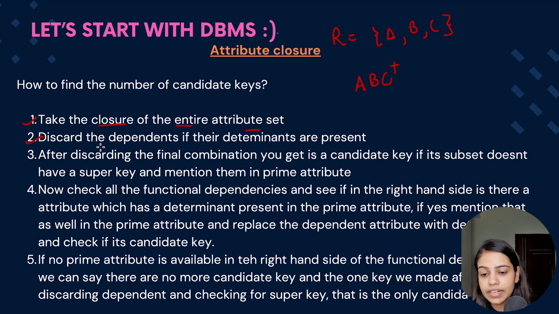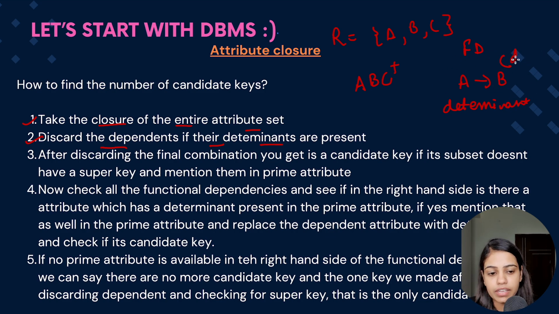Now secondly, we will discard the dependents if their determinants are present. So what are dependents and determinants? Consider that there is a functional dependency, A determines B. Since A is determining B, A is the determinant. And since B is functionally dependent on A, B is the dependent. So in this step, we have to discard the dependents if their determinants are present. Since B's determinant is A and A is already present here, we will discard B from here.